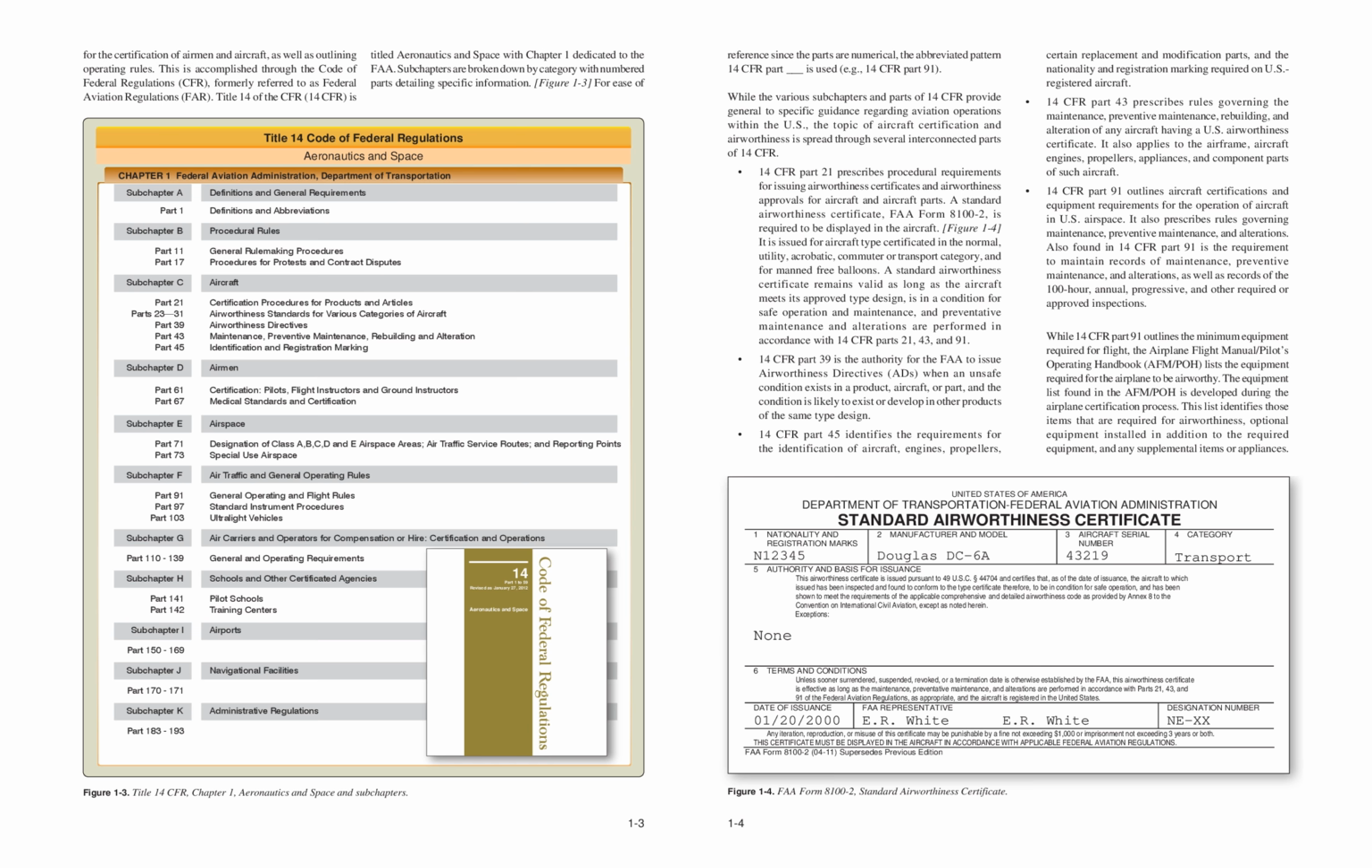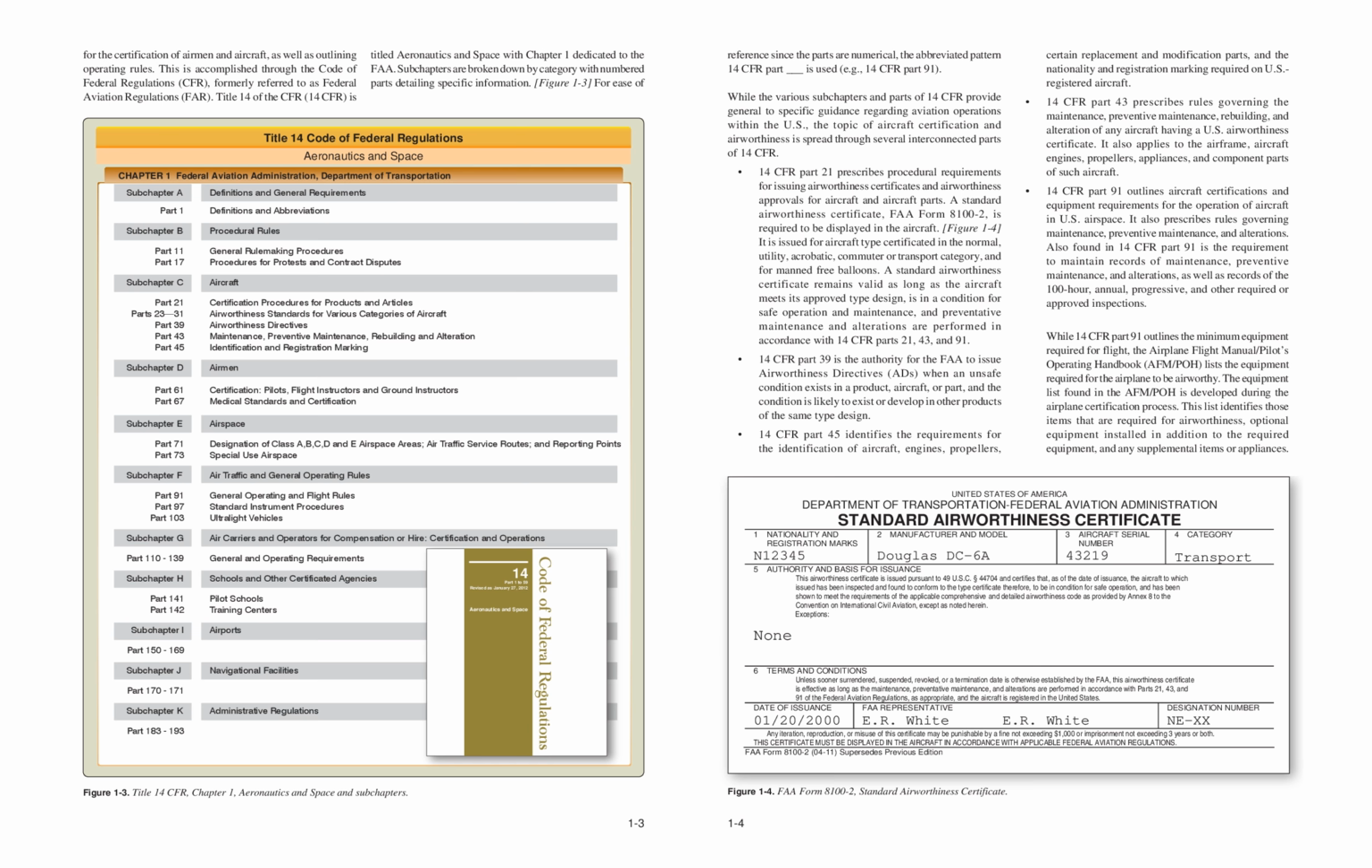14 CFR Part 43 prescribes rules governing the maintenance, preventive maintenance, rebuilding, and alteration of any aircraft having a U.S. airworthiness certificate. It also applies to the airframe, aircraft engines, propellers, appliances, and component parts of such aircraft. 14 CFR Part 91 outlines aircraft certifications and equipment requirements for the operation of aircraft in U.S. airspace. It also prescribes rules governing maintenance, preventive maintenance, and alterations.